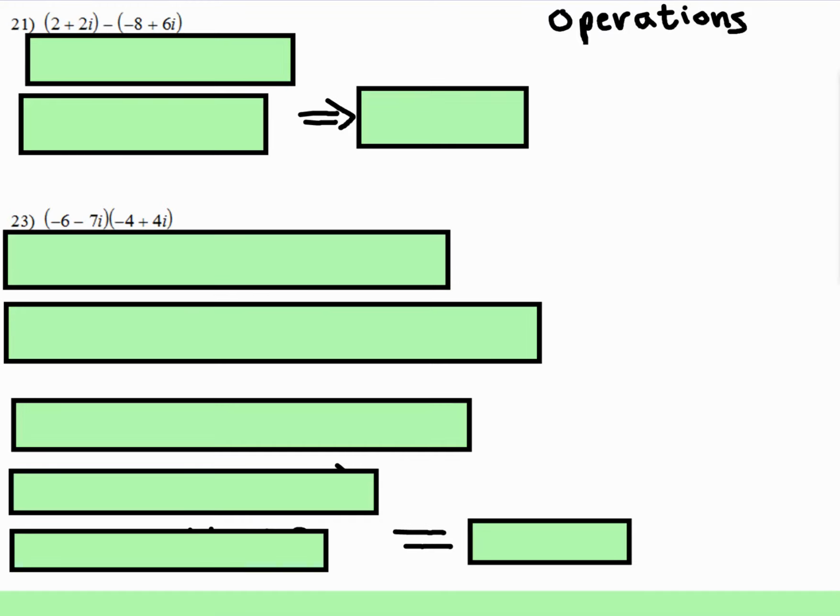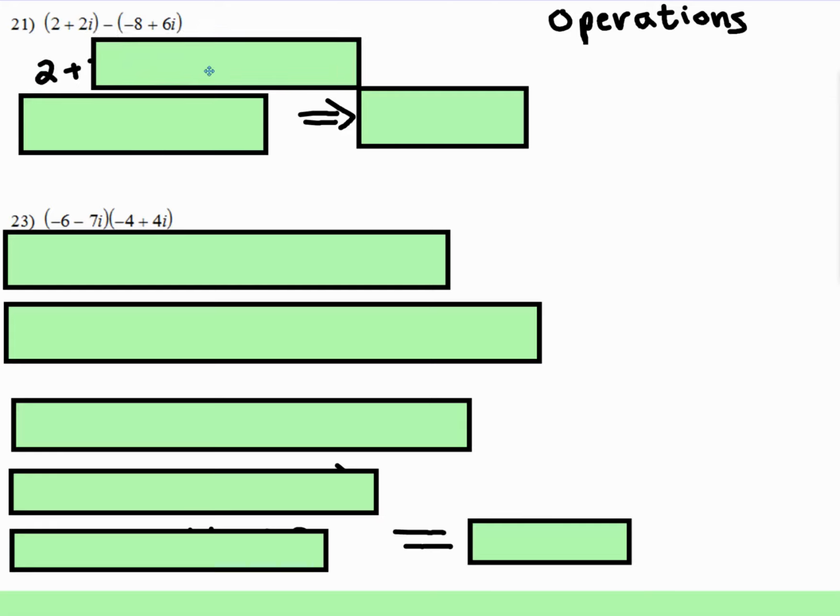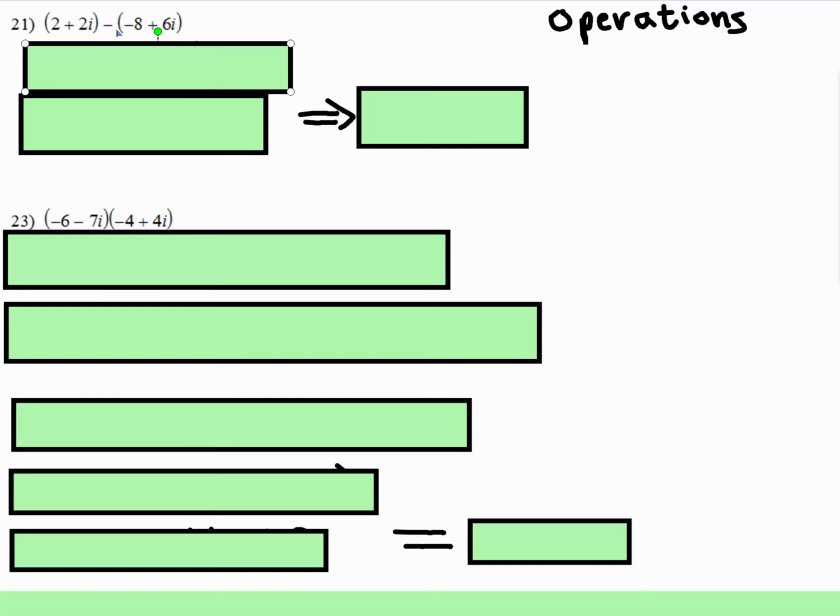All right, here we have operations that happen to have imaginary terms. So guess what? It's the same process. You combine like terms. So notice what I'm going to do first. I notice that there's a negative sign on the outside. And there's a couple different ways you could do it.